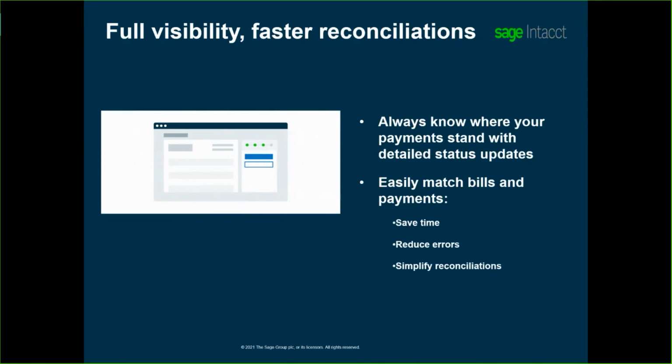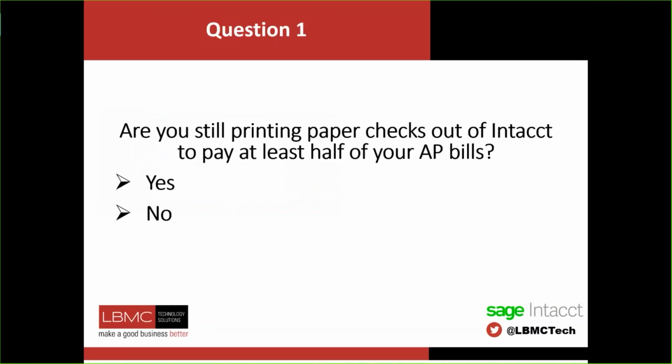Another advantage is the cost savings, the potential for revenue earnings. So this option not only is a lower cost, but allows you the possibility to earn rebates back. And I will dive into more specifics on that in just a moment. Now it's time for our first polling question. Are you still printing paper checks out of Intacct to pay at least half your bills?